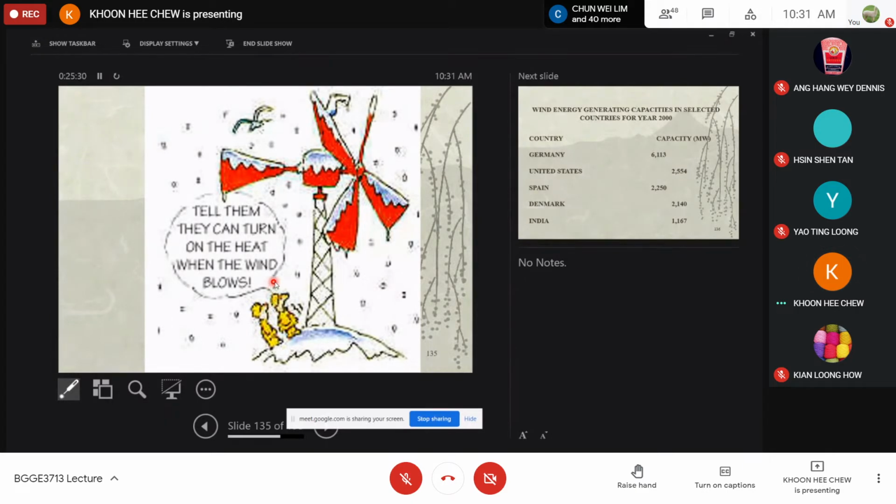Okay, so this just shows the problem during winter. There is no wind, so the snow is on top of the turbine. So we have to wait until there is wind, then only we can generate the energy.